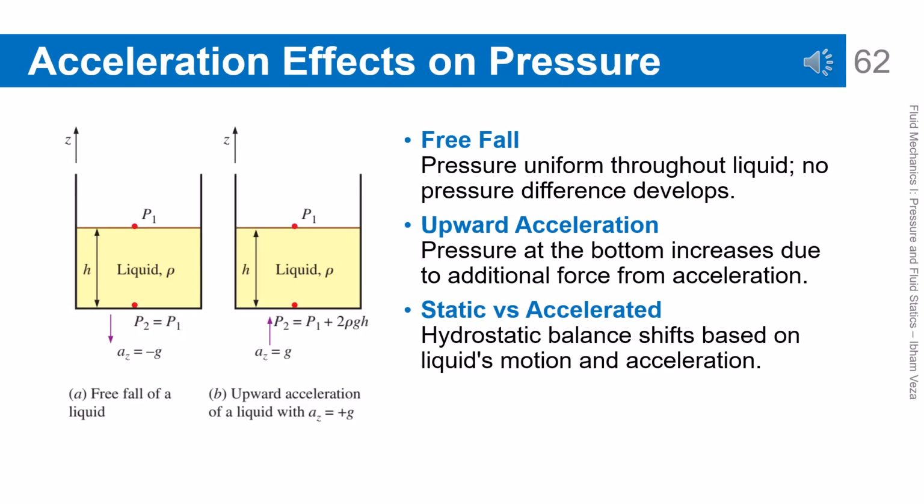Acceleration effects on pressure. When a system experiences acceleration, the pressure distribution is no longer purely hydrostatic. In free fall, the pressure becomes uniform throughout the fluid. If the system accelerates upward, the pressure at the bottom increases. This shows that acceleration effectively adds to or subtracts from the effect of gravity. This concept is important in the analysis of moving tanks and rockets.